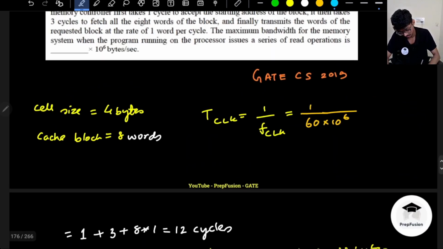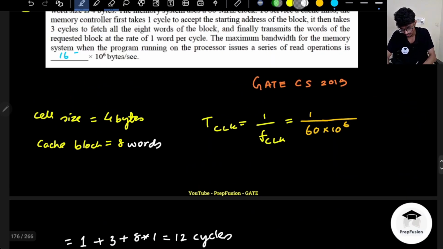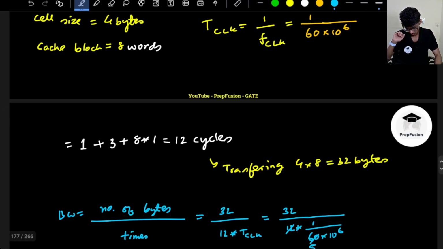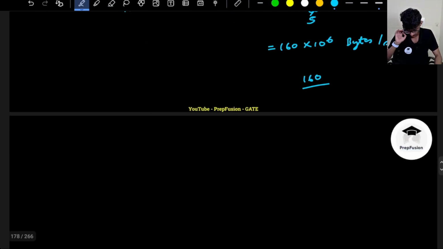Basically they have asked for the bandwidth, the rate at which data is transferring. That is what they have asked, the rate at which I can transfer the data. Okay. So that was for this question.